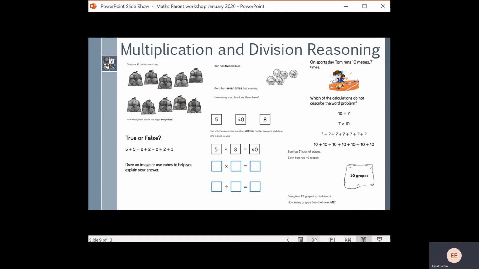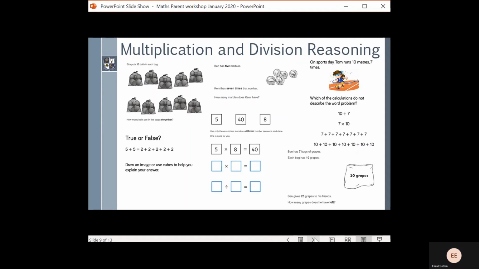True or false, 5 add 5 is the same as 2 add 2 add 2 add 2 add 2. Well, actually, they can solve those problems and do 5 add 5 is 10 or 2 add 2 add 2. But that links to the repeated addition that we talked about before with multiplication. So 5 plus 5 is the same as 2 times 5. 2 add 2 add 2 add 2 add 2 is again the same as 5 times 2 or 2 times 5.